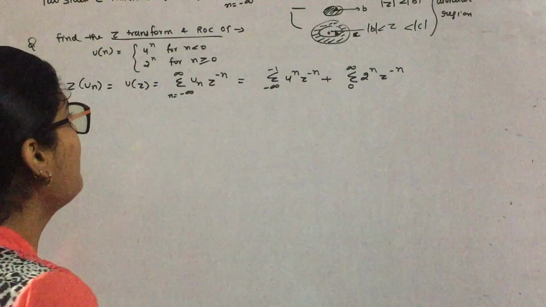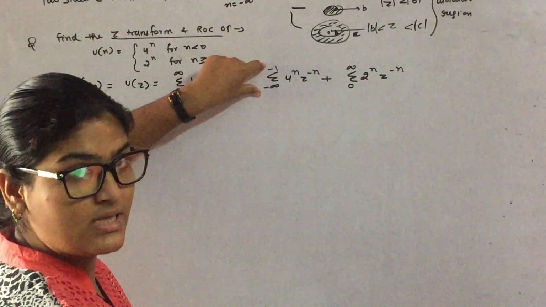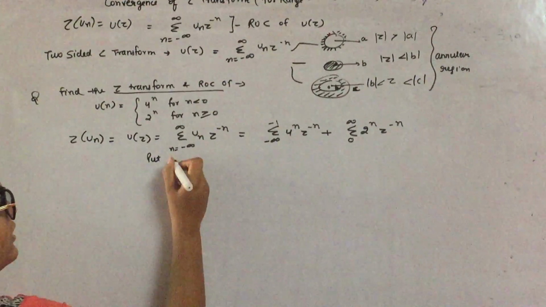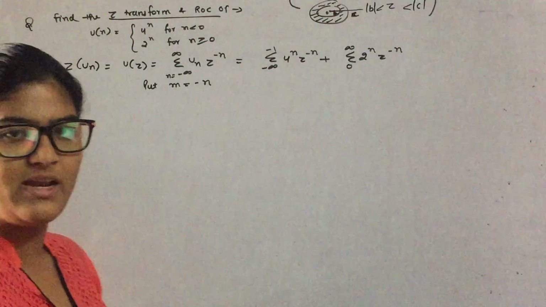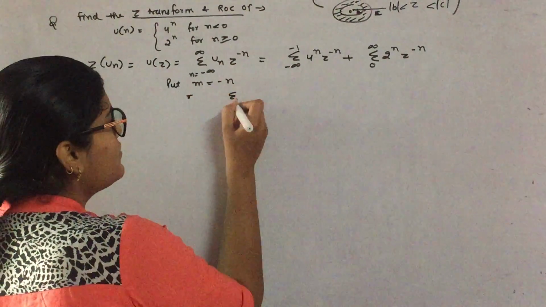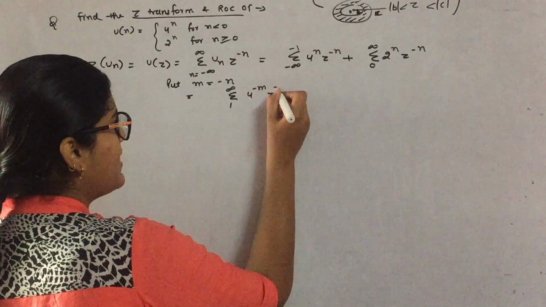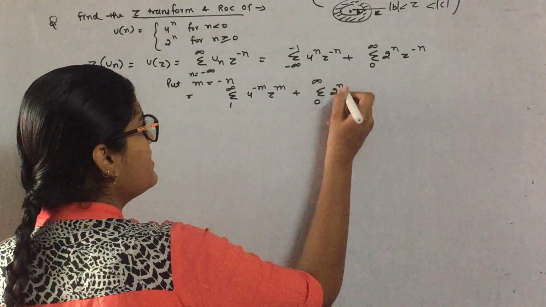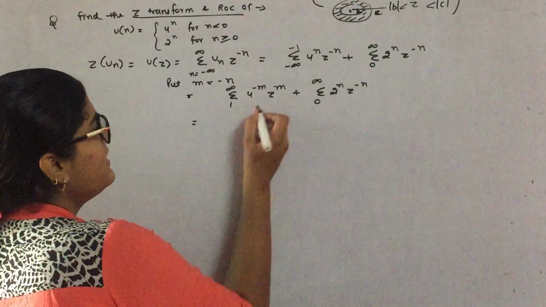Now you just have to put in the values, but before that, make the limits positive. To make the limit positive, for the first series just put m equals minus n, some arbitrary variable. In this way the limits change and it forms the sigma of 4 raised to power minus m, z raised to power m, plus the sigma from 0 to infinity of 2 raised to power n, z raised to power minus n. Now let us expand it.